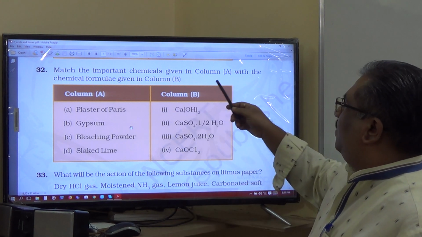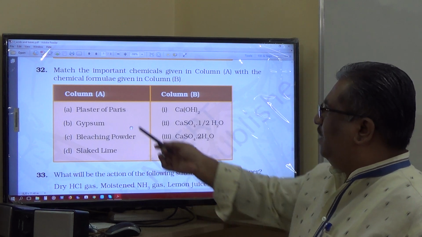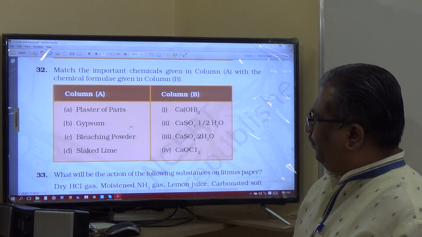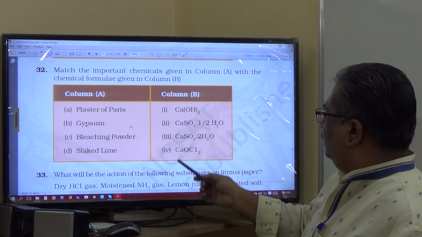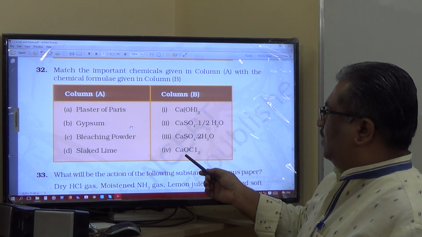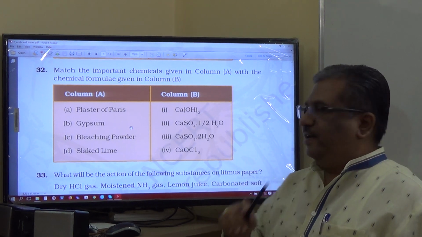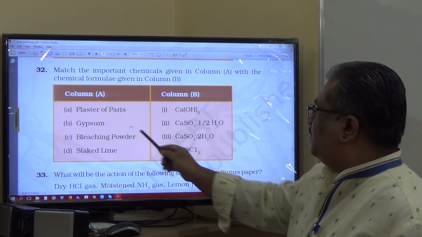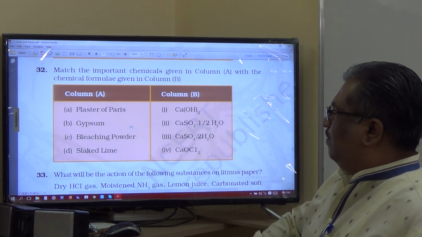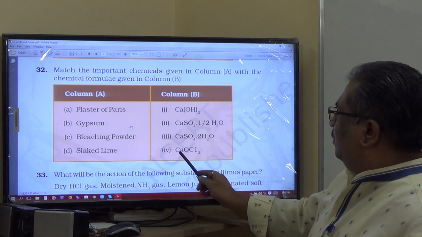Match the important chemicals. Okay, here also. What is given here? Chemical formulae and common names. Plaster of Paris, CaOCl2. Is it there? CaOCl2, calcium oxychloride. Gypsum, calcium sulfate dihydrate, calcium sulfate into 2H2O. Here it is. Gypsum, calcium sulfate into 2H2O. Bleaching powder, calcium oxychloride, CaOCl2. Where is that?